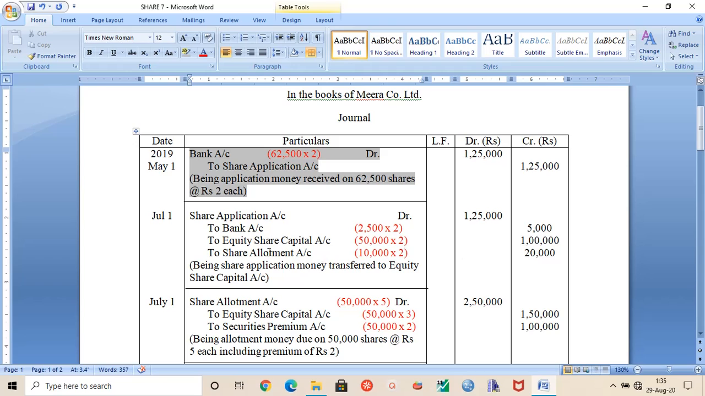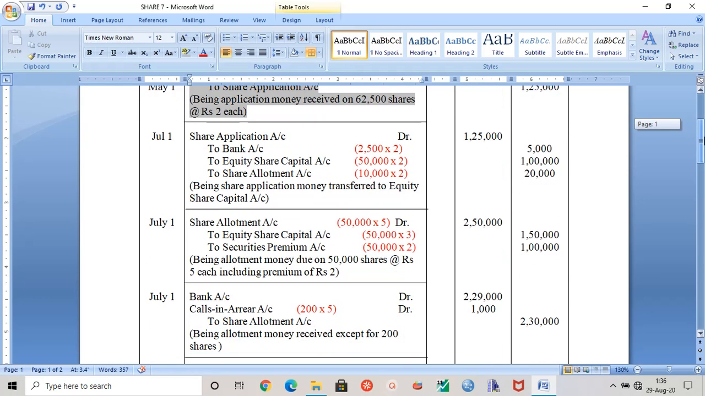So hence this entry will be passed: share application account debit to bank account, to equity share capital, to share allotment. This bank account refers that the excess application money is refunded. Equity share capital account refers that the money that has been received on application was transferred, and this excess application, which is still left in their hand after this refund was made, was adjusted towards allotment.